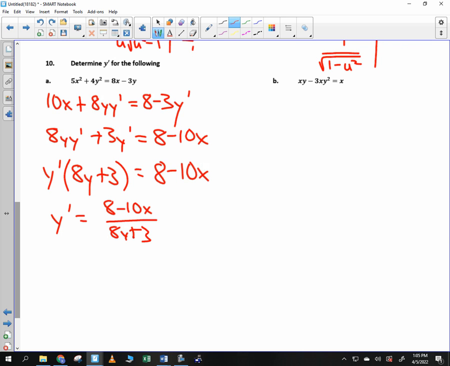Let's not see B all the way through. We're trying to save on time here. What's different about letter B? Okay, so product rule then. Yeah, so this is F and this is G. So let's do the first part. Derivative of xy would be y plus x y prime.